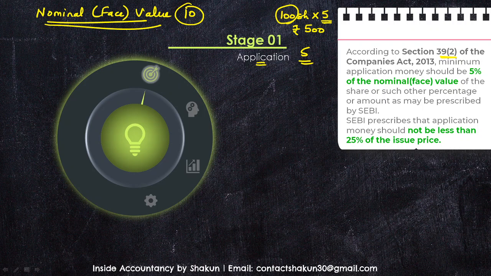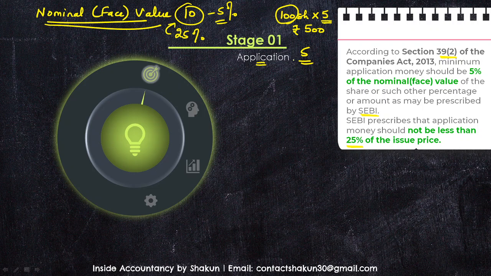So of the face value, 5% should be the minimum application money, or any amount as may be prescribed by the Securities and Exchange Board of India. SEBI prescribes that it should not be less than 25% of the issue price. So it should always be not less than 25% of the issue price. It depends upon the company. Between 5 and 25, they can choose any amount.